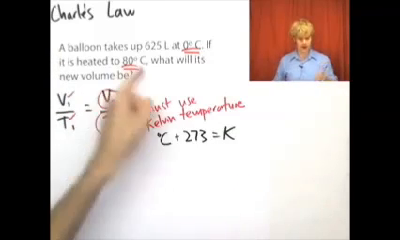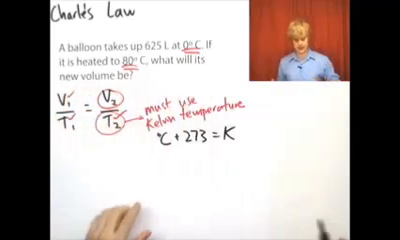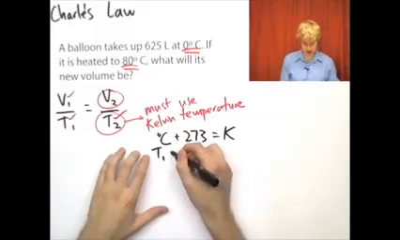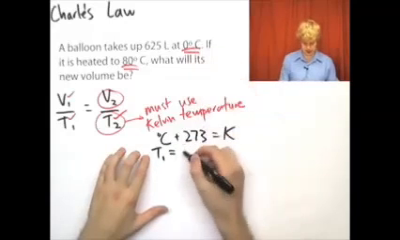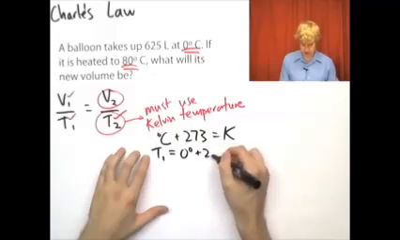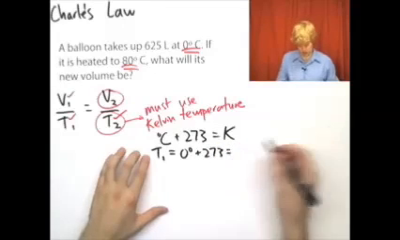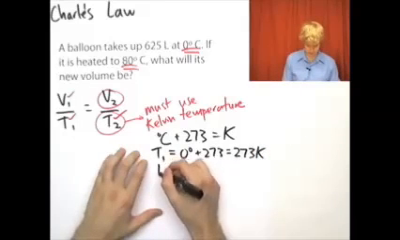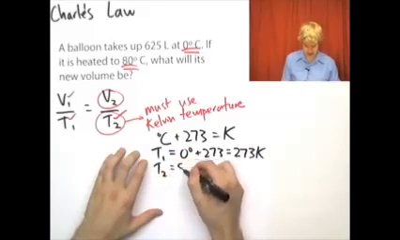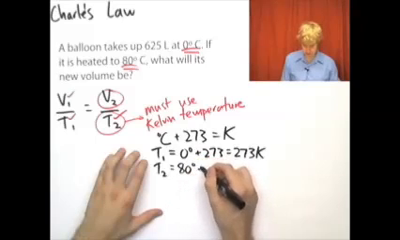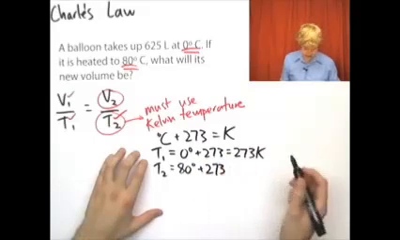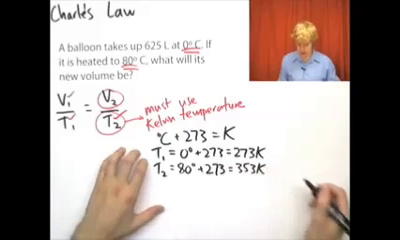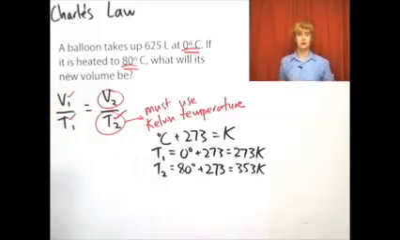First of all, though, we're going to have to change these Celsius temperatures into Kelvin temperatures. So T1 equals 0 degrees Celsius plus 273 equals, well, this one's easy, 273 Kelvin. That's our T1. T2 is going to be 80 degrees plus 273, which is going to give us 353 Kelvin. See, these are the two Kelvin temperatures that we're going to have to use going into this.